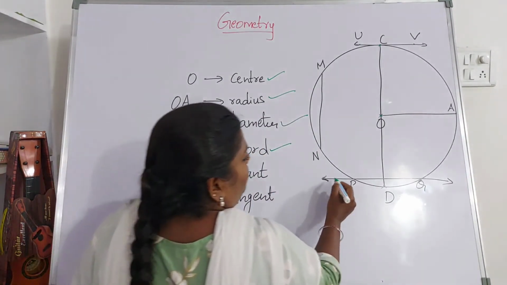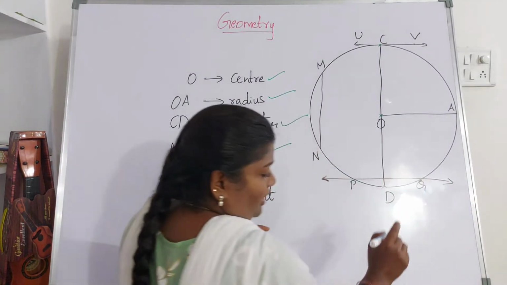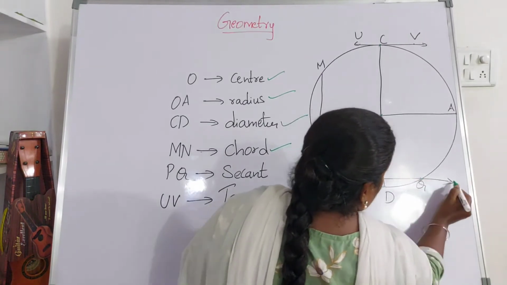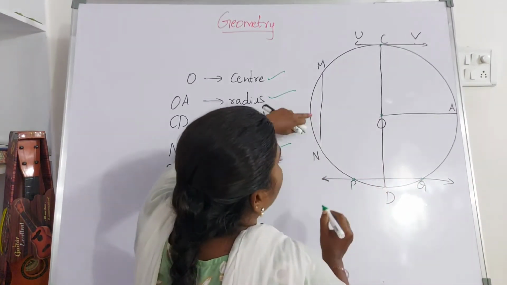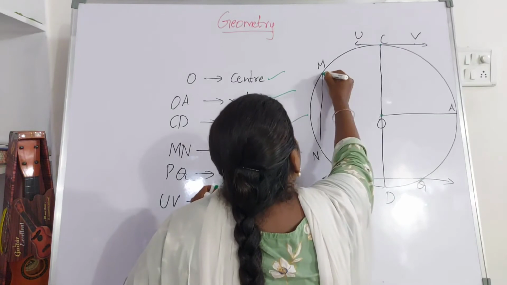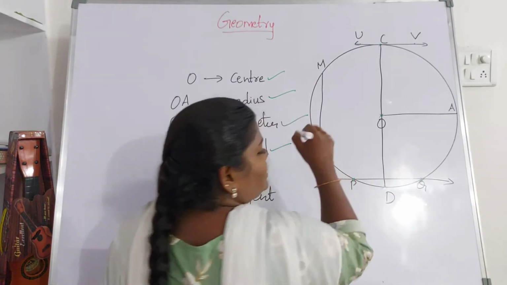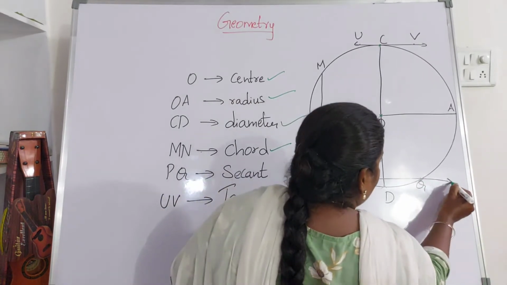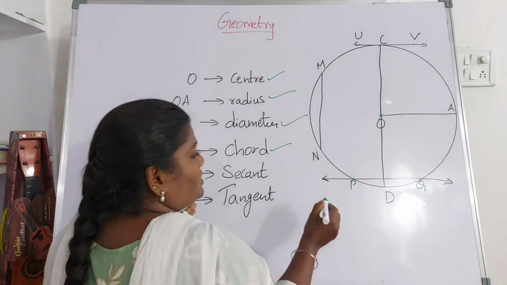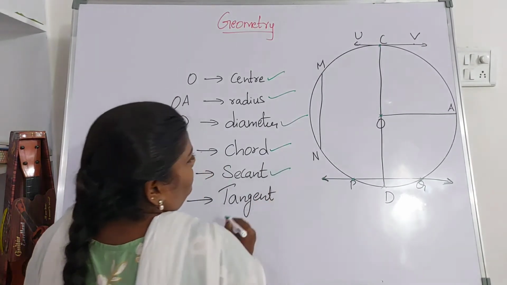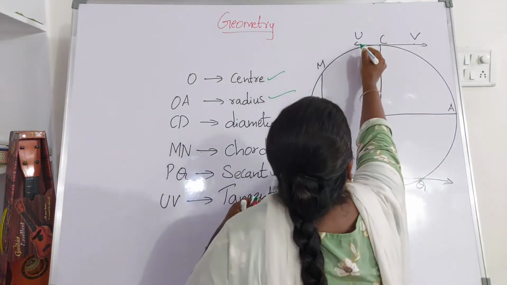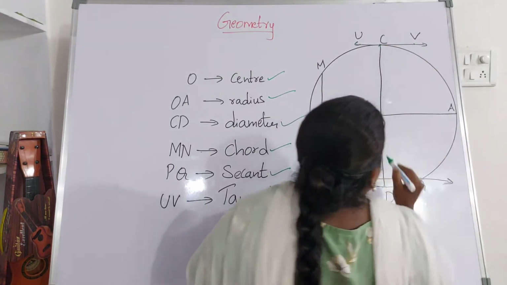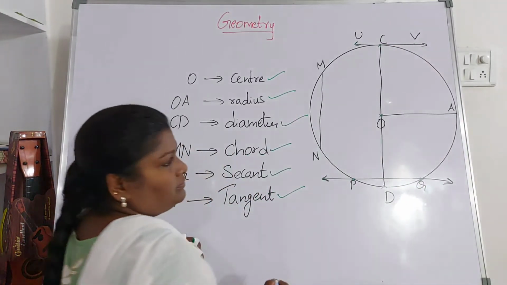Next, PQ. Now this is a straight line which is touching the circle at two different points and it is passing. Now you can see the difference here. It is ending, the two end points are on the circle, whereas here this line is extending, it has not stopped. So this is called secant. Now a straight line which is touching the circle at a single point and passing through is called tangent.